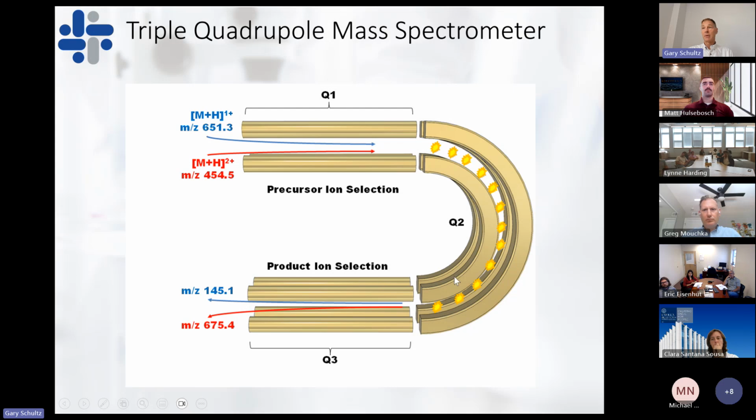And for a time of flight instrument, they also typically have a quadrupole mass filter on the front end, and then simply replace this third quadrupole with either a time of flight or, say, an Orbitrap in order to operate with these various mass spectrometry technologies that are in use today.